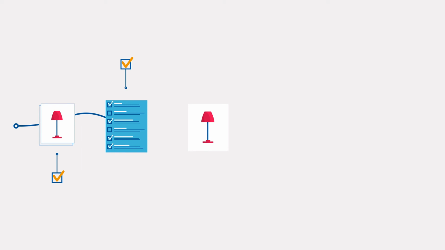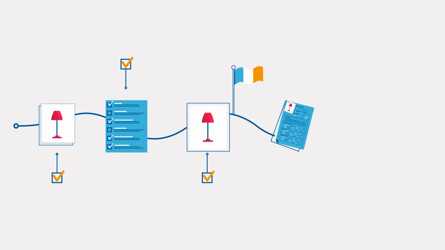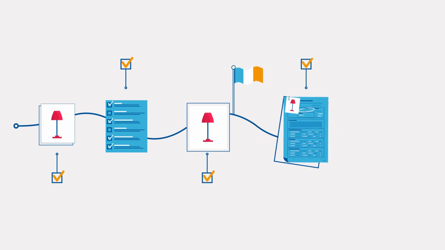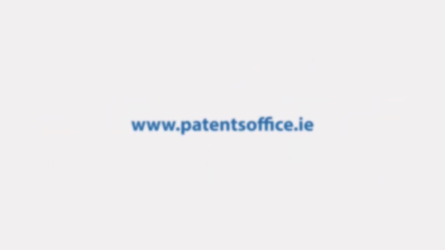Remember, create a novel design with individual character. Decide on your product indications. Decide where you want to register. Apply for design registration. Pay the fees. If you need more information, please consult our website.